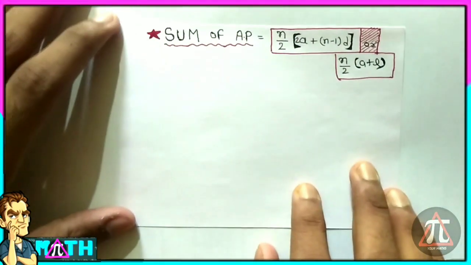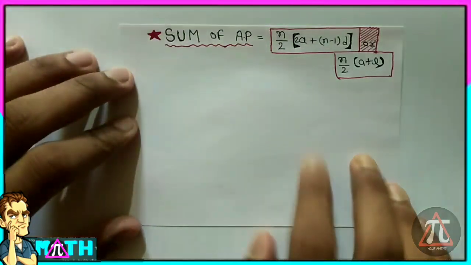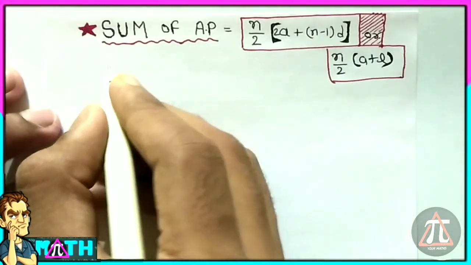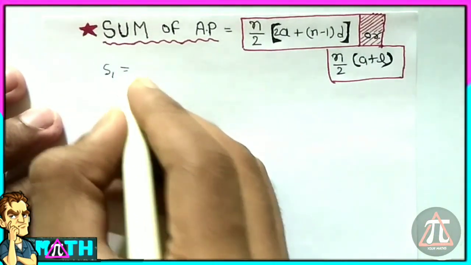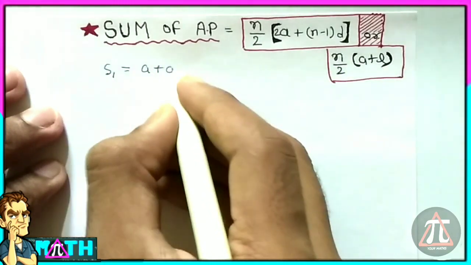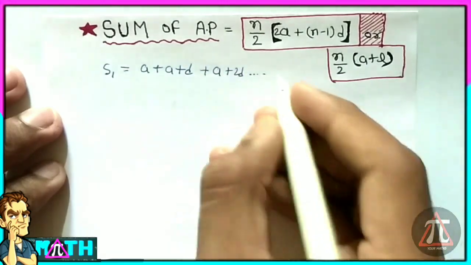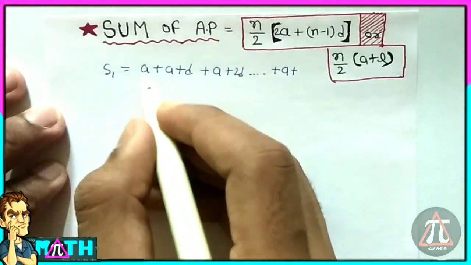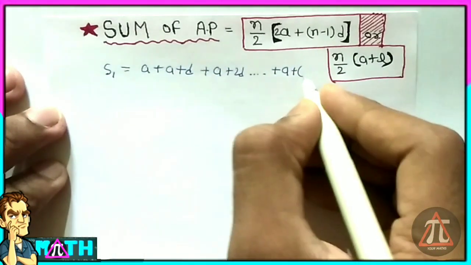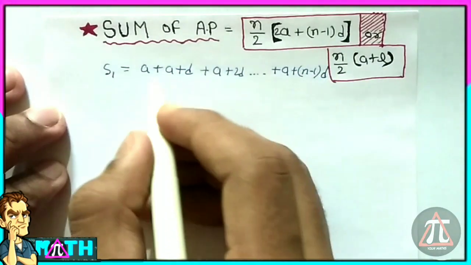Here we are going to prove some formulas of AP. For proving this, let's take S1, which is the sum of the AP: a, then a plus d, then a plus 2d, till a plus (n minus 1)d. So this is the whole AP. So why (n minus 1)d?